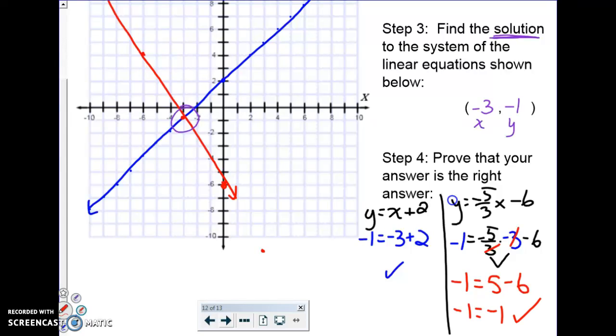Right, so don't be afraid of the fraction. We have calculators. You just then plug it right in like we've been doing. And that's the only examples I have for you today. So good luck on graphing your equations and finding the solution.